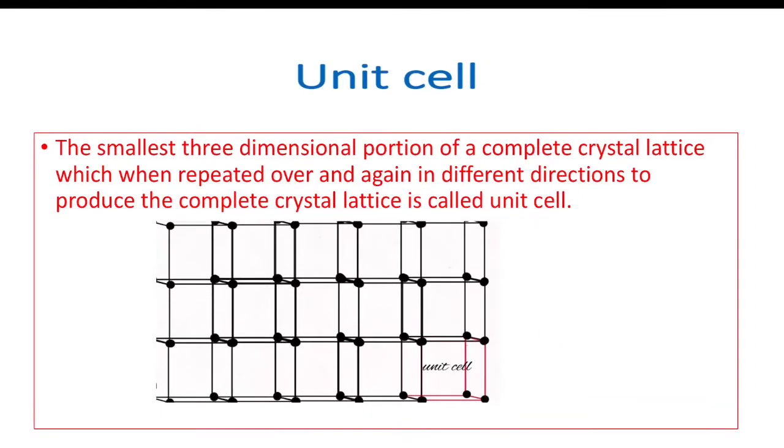So what is the shape of the unit cell you observed? It's the shape of a cube. There are different forms and different types of unit cell. They are called Bravais lattices. But we are not going to learn about them right now. We are going to learn about the cube.